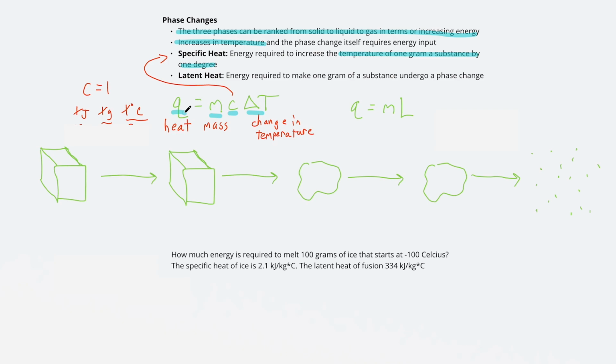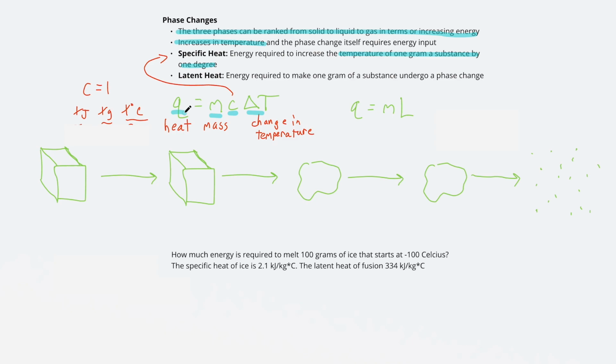So heat is a measurement of energy, and specifically it's thermal energy that has been transferred between two substances or two systems. So we'll work through the first part of our problem here to illustrate and to use Q equals mcΔT. So our question tells us that we are melting 100 grams of ice, but the ice is starting at negative 100 degrees Celsius.